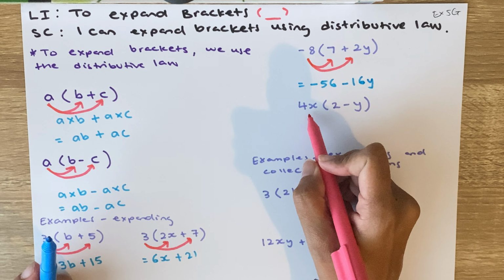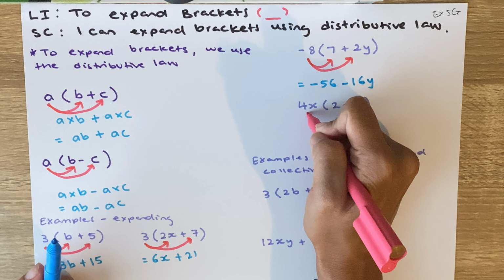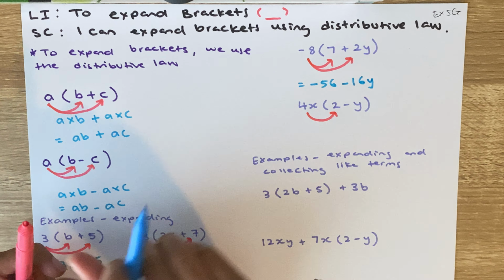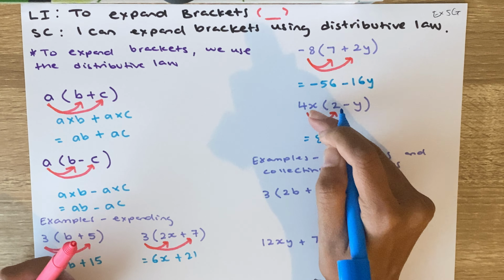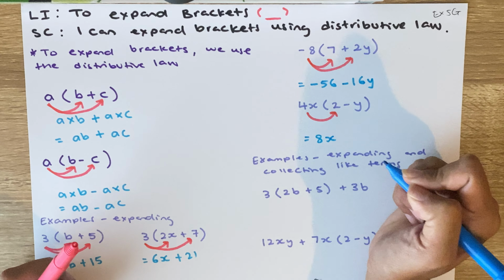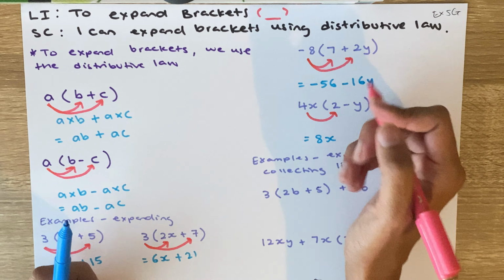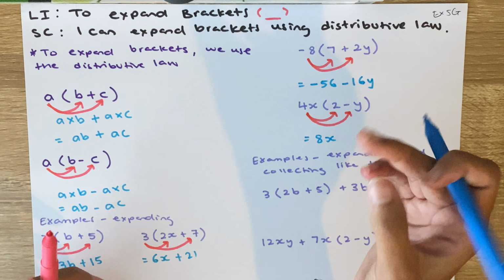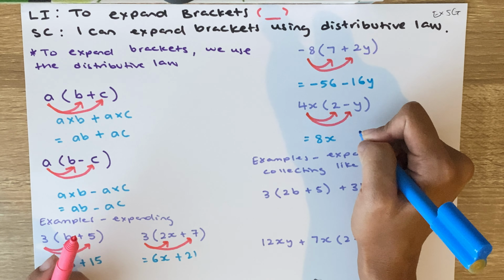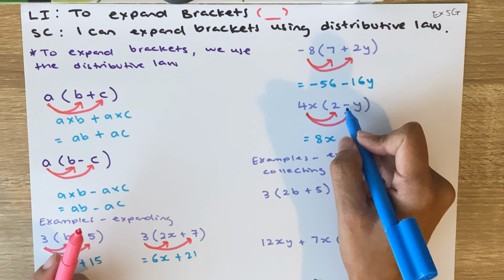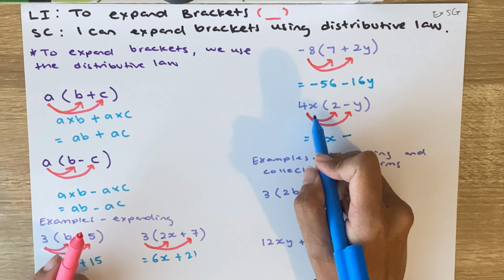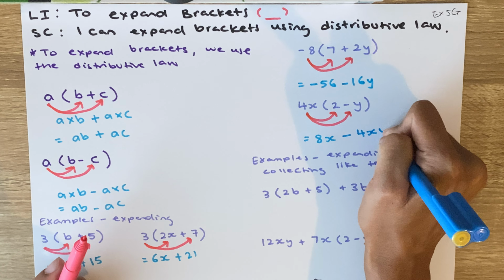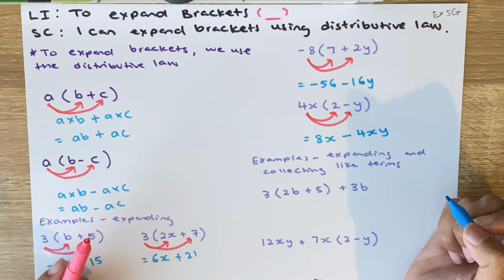Next one, 4x times by 2. So we're going to do all of this times by the first thing. So 4 times 2 is 8. So we're going to go 8, and there was an x as part of it, so we're going to write x. All right, and then we're going to go 4x times negative y. So remember in algebra, we put our numbers before our letters. It's a negative, so we're going to go negative. 4x times y is going to be 4xy, because remember there's an imaginary times sign between our letters.